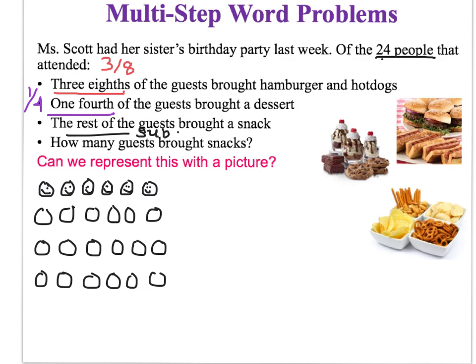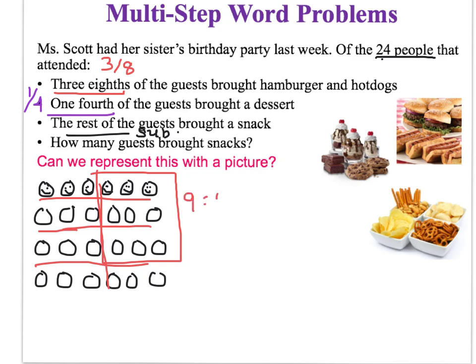Okay, for this first one, if I know 3/8 of the guests brought hamburgers, that's telling me I need to break my total people up into groups of eighths. So if I look now, I've broken my 24 people up into 8 groups. Now only 3 actually brought hamburgers and hot dogs. So if I count that up, I have 3, 6, so 9 people brought hamburgers and hot dogs.